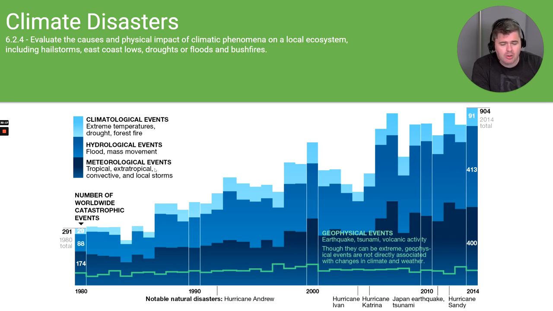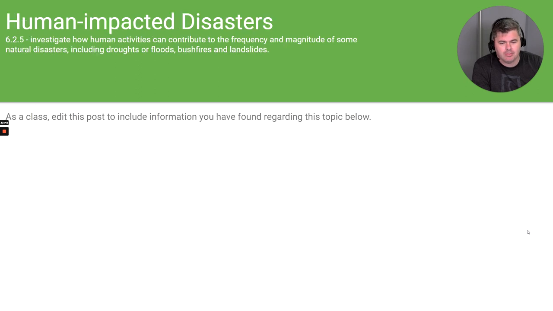So dark blue is meteorological, blue hydrological, light blue climatological. So we can see here that there has been a gradual increase over time, even though geophysical events have stayed relatively similar. So it stands to reason that geological events are not the cause of this, but something else. I'll give you three guesses. All right, human impacted disasters.